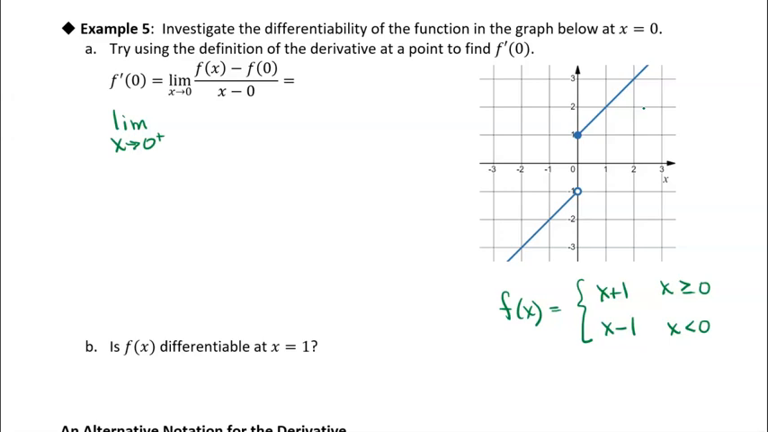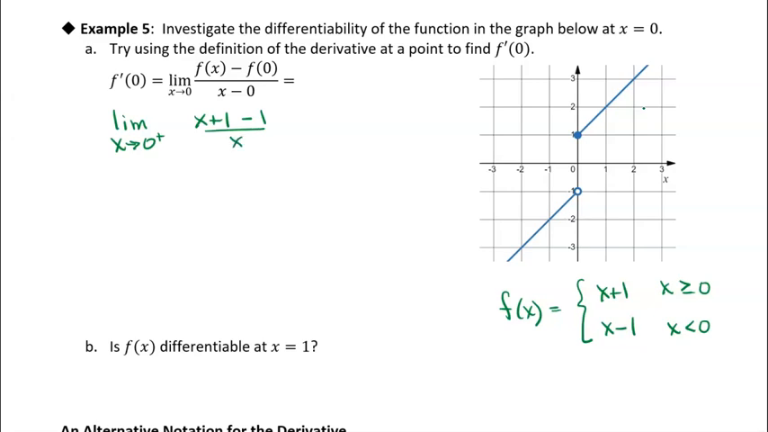Now I can use the formula for f of x as we approach 0 from the left or the right. All right, so let's do that. Let's look at f of x. We're looking at the limit as x approaches 0 from the right, so those are values that are greater than 0. So I'm going to use the x plus 1 formula. Now the value of the function at 0 is the point that's filled in, and that is going to be 1. And then x minus 0 is just x.